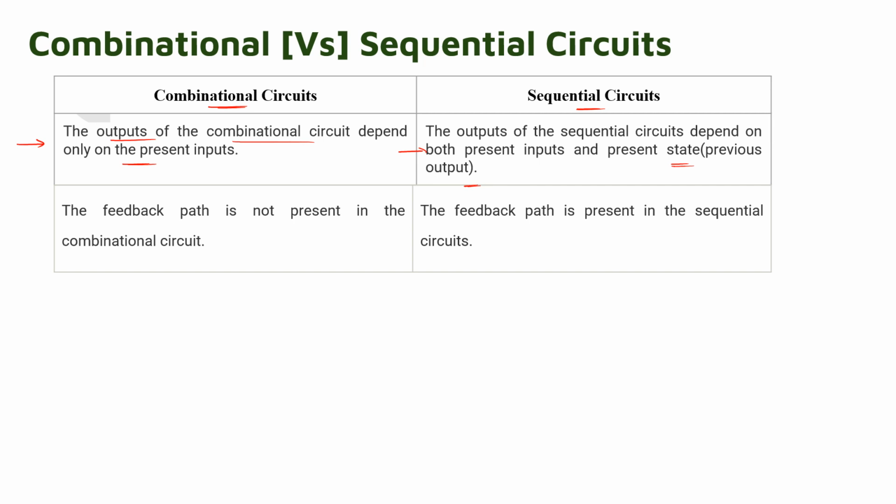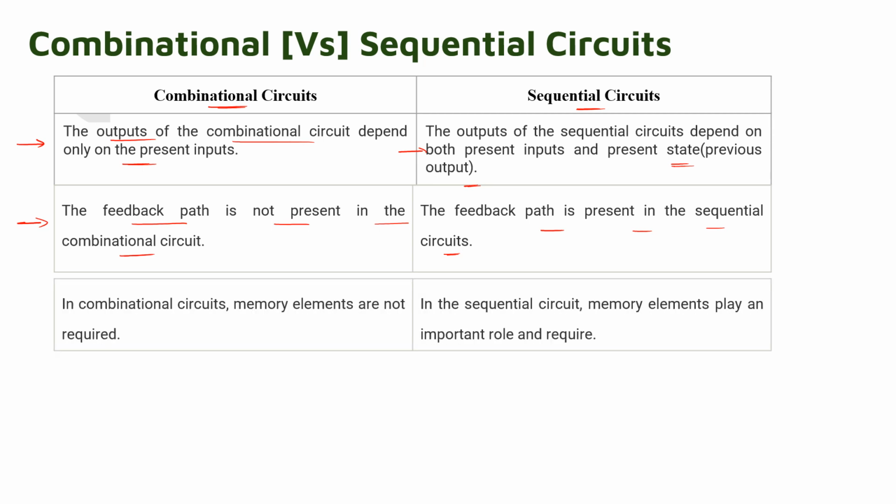Next, regarding the feedback path: the feedback path is not present in combinational circuits. The feedback path is present in sequential circuits. Next, the third point: in combinational circuits, memory elements are not required. In sequential circuits, memory elements play an important role, so therefore they are required.